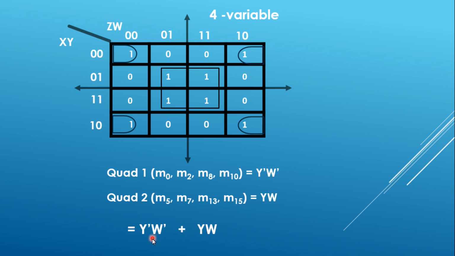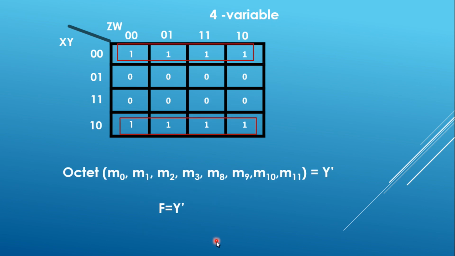So you have the final minimized expression coming out as y bar w bar plus yw. Just specify the term numbers along with the quads or the pairs which you make. Here you can see an octet, 8 ones. You can see that ZW is changing, X is also changing, and variable Y is the same, which is 0 here and 0 here also. So the minimized expression is Y bar.